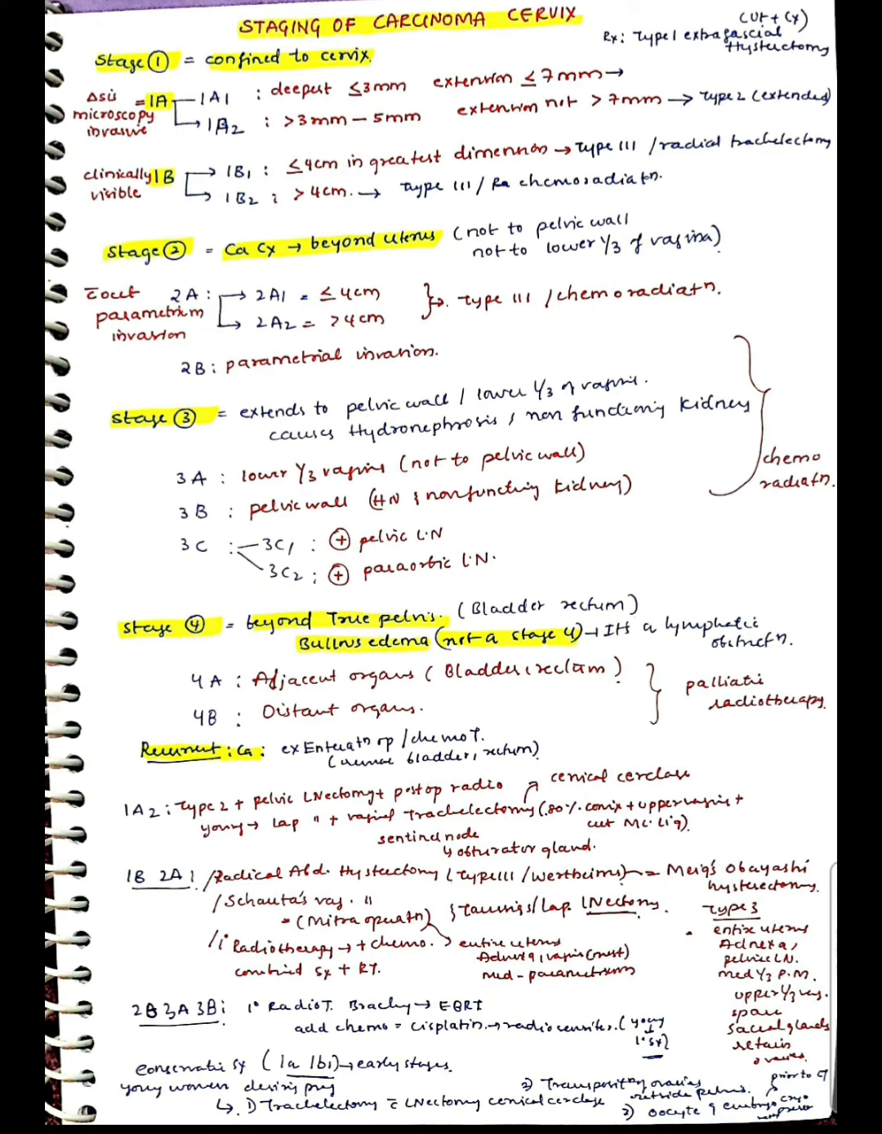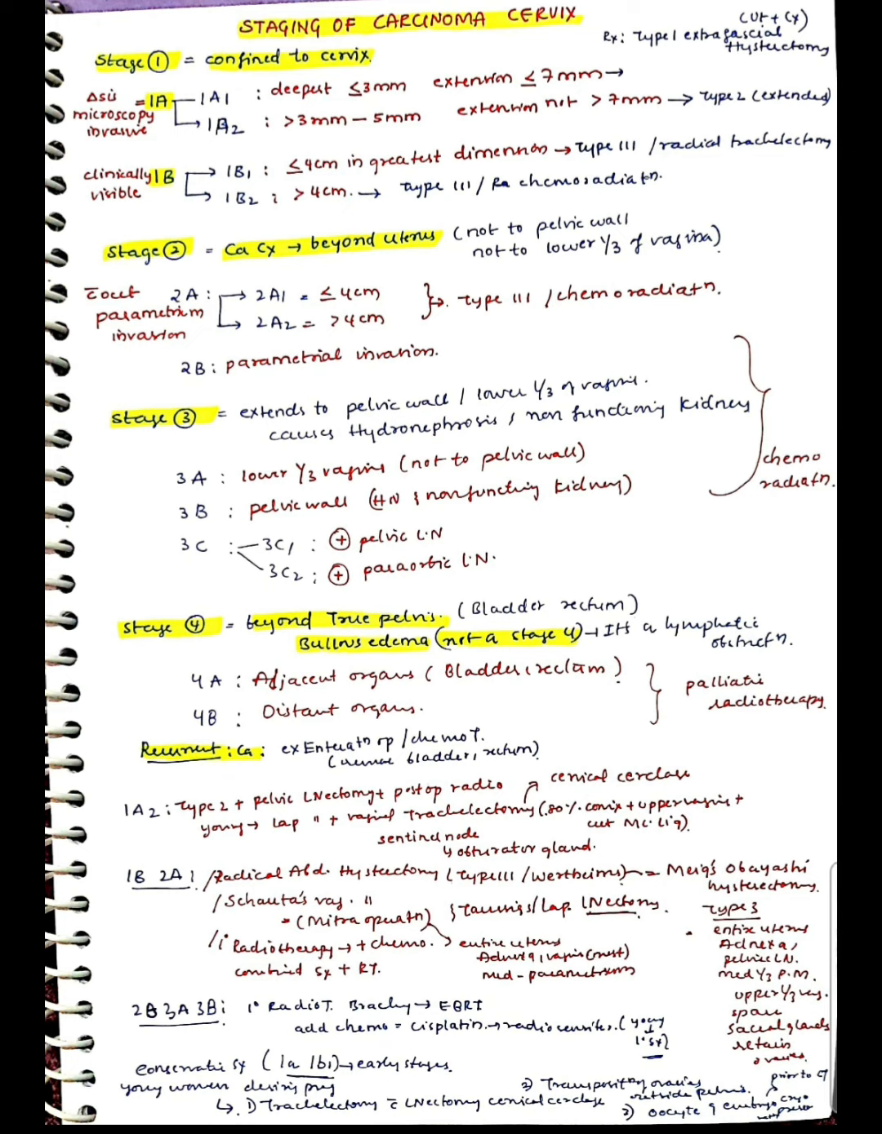Now here the tumor, that is the carcinoma cervix, extends beyond the uterus, but not to the pelvic wall and not to the lower 1/3 of the vagina. So it is beyond the uterus only. Now this stage 2 is divided into stage 2A and 2B. Now what is stage 2A? Stage 2A is without parametrial invasion. What is parametrium? This is a connective tissue on either side of the broad ligament. So stage 2A is without parametrium invasion and stage 2B is with parametrial invasion.